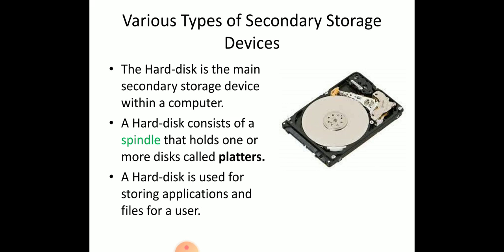The hard disk is the main secondary storage device within a computer. Okay, hard disk is within a computer and it's a main storage device. A hard disk consists of a spindle that holds one or more disks called platters. A hard disk is used for storing applications and files for a user. A hard disk can store your information and data files.